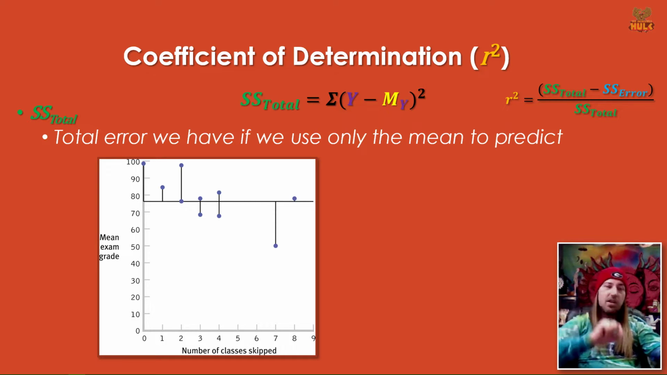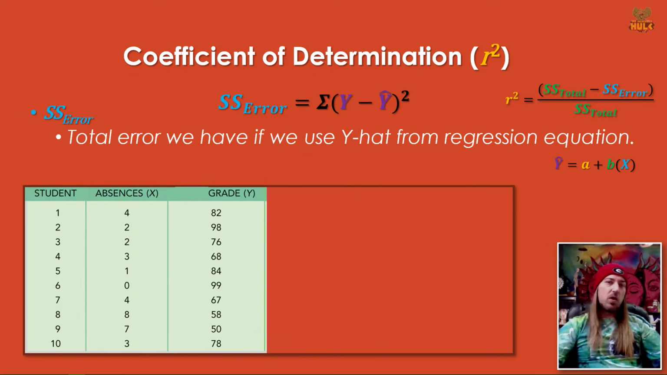And so all these dots are going to be some distance from that mean. We're calculating that error right now, okay? Now what we want to do is see how much more accurate we are if we use the regression equation instead. So now we have to calculate the sum of squares error, okay? Sum of squares error is taken by subtracting not the mean of the Y, but instead the predicted Y value.